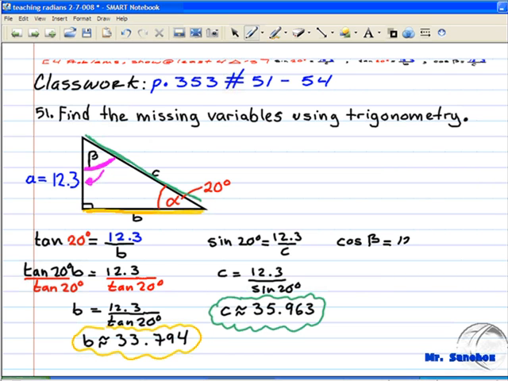So we're going to write 12.3 over c. The value of c, which we already know from the prior answer, will be applied and substituted here for us to find the value of beta. Let's watch. So as you can see, 12.3 will be divided by the prior answer.